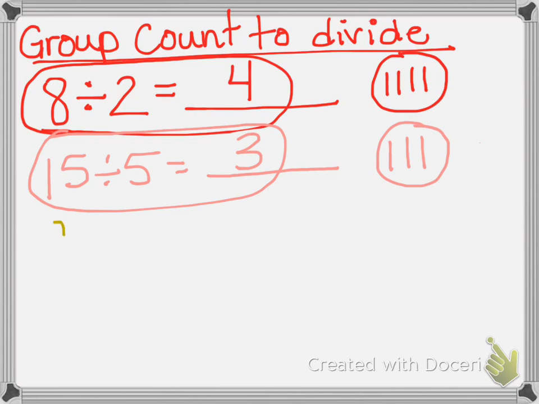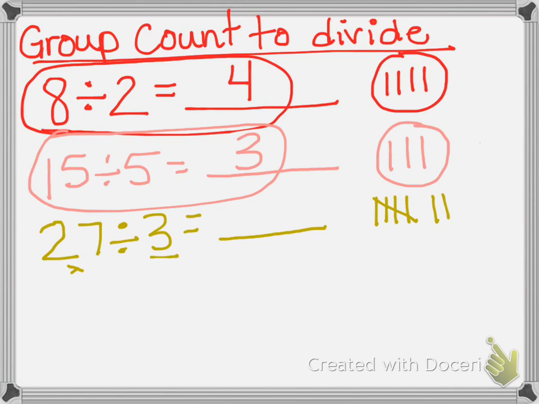All right. Let's do 27 divided by 3. What is the quotient of 27 divided by 3? Well, I know I can count by 3s until I get to 27. 3, 6, 9, 12, 15, 18, 21, 24, 27. How many 3s did I count? I counted 9 3s. So 27 divided by 3 has a quotient of 9.